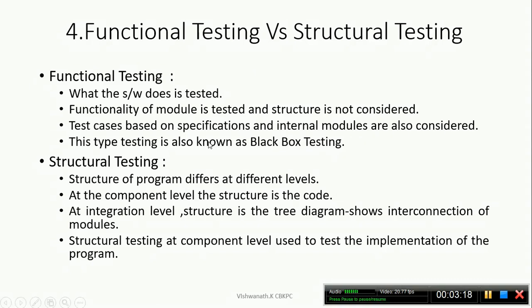Next is structural testing. What does structural testing actually mean? The structure of a program differs at different levels. The structure may change at different levels of the testing process or the development process. The structure of an application, a program, or a model may differ at different levels. At the component level, the structure is the code. At the component level, that is, the initial stage, the unit level, the structure is the code.